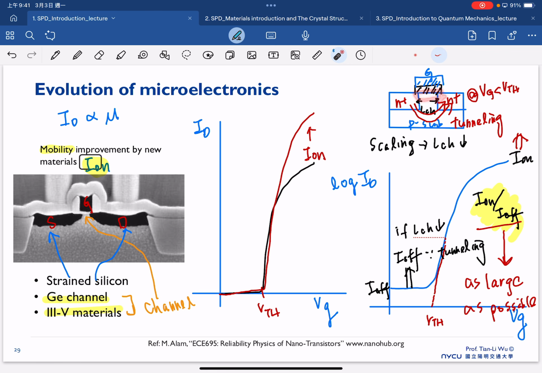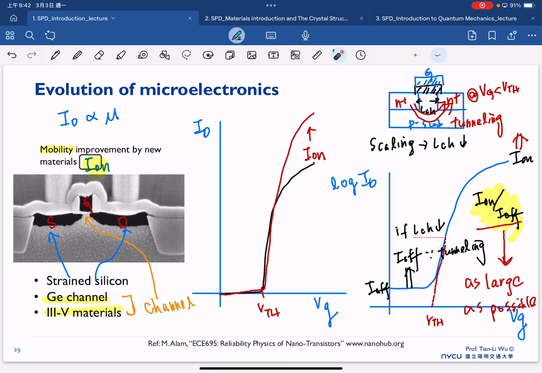Therefore, if our gate bias is smaller than the threshold voltage, this region should not have any electrons, so ideally we should not have any current. But the problem is that once our channel length is reduced, we find that electrons can tunnel from the source to the drain side, even though there's no channel here. And this creates the issue of off-state leakage current.